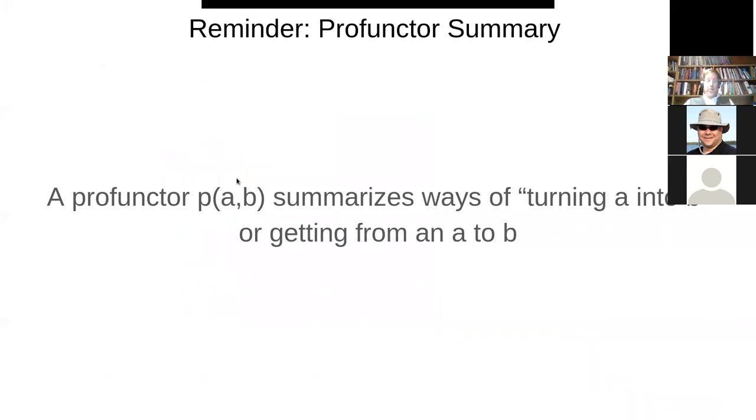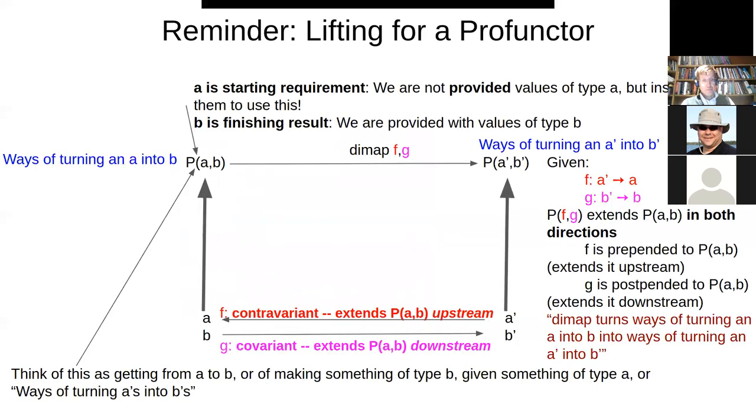Okay. So just as a reminder, profunctors summarize ways of turning A's into B's or getting from an A to a B. As a reminder, they lift just like a functor lifts. A profunctor, which is a type of functor, a functor from C op cross C to Set, or in general to a V category, but we'll deal here with Set.